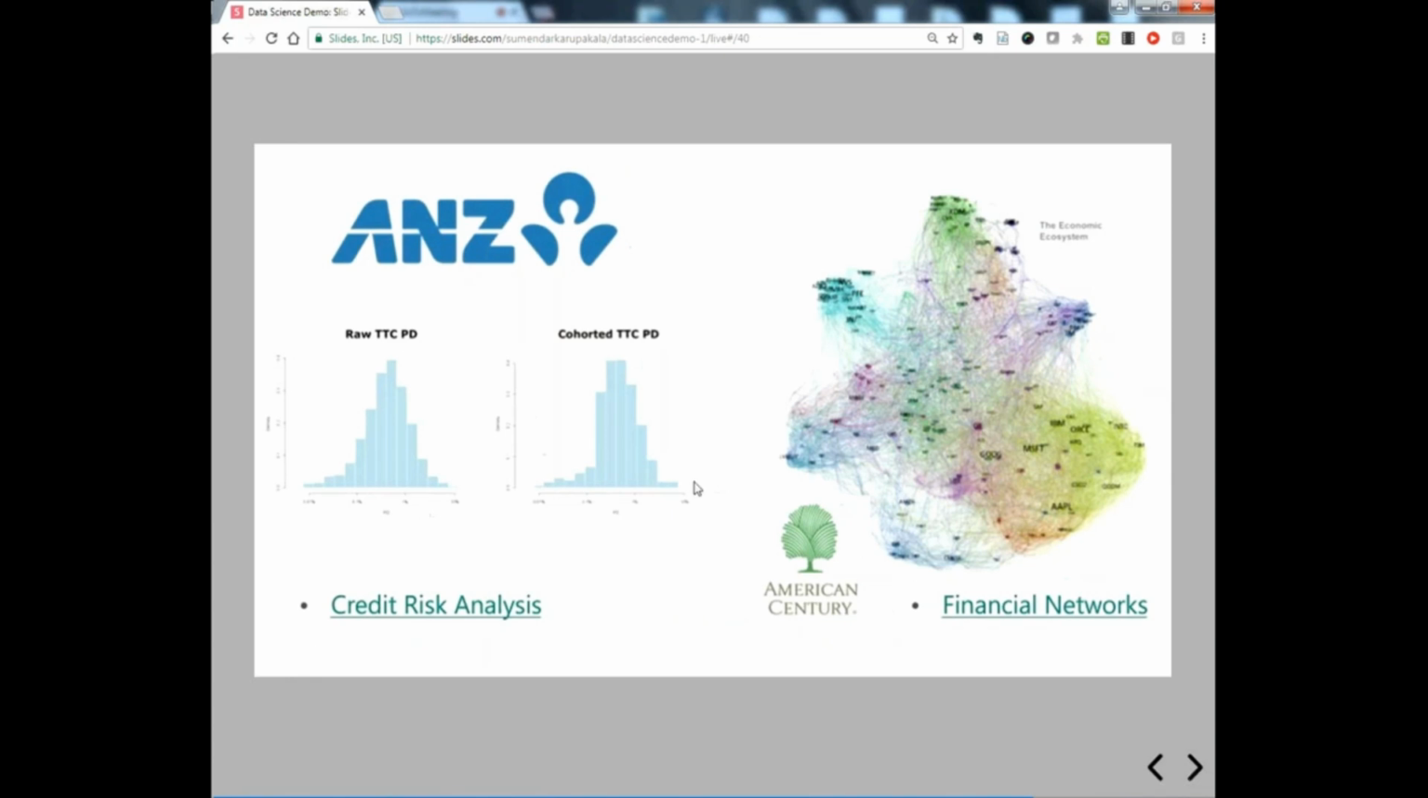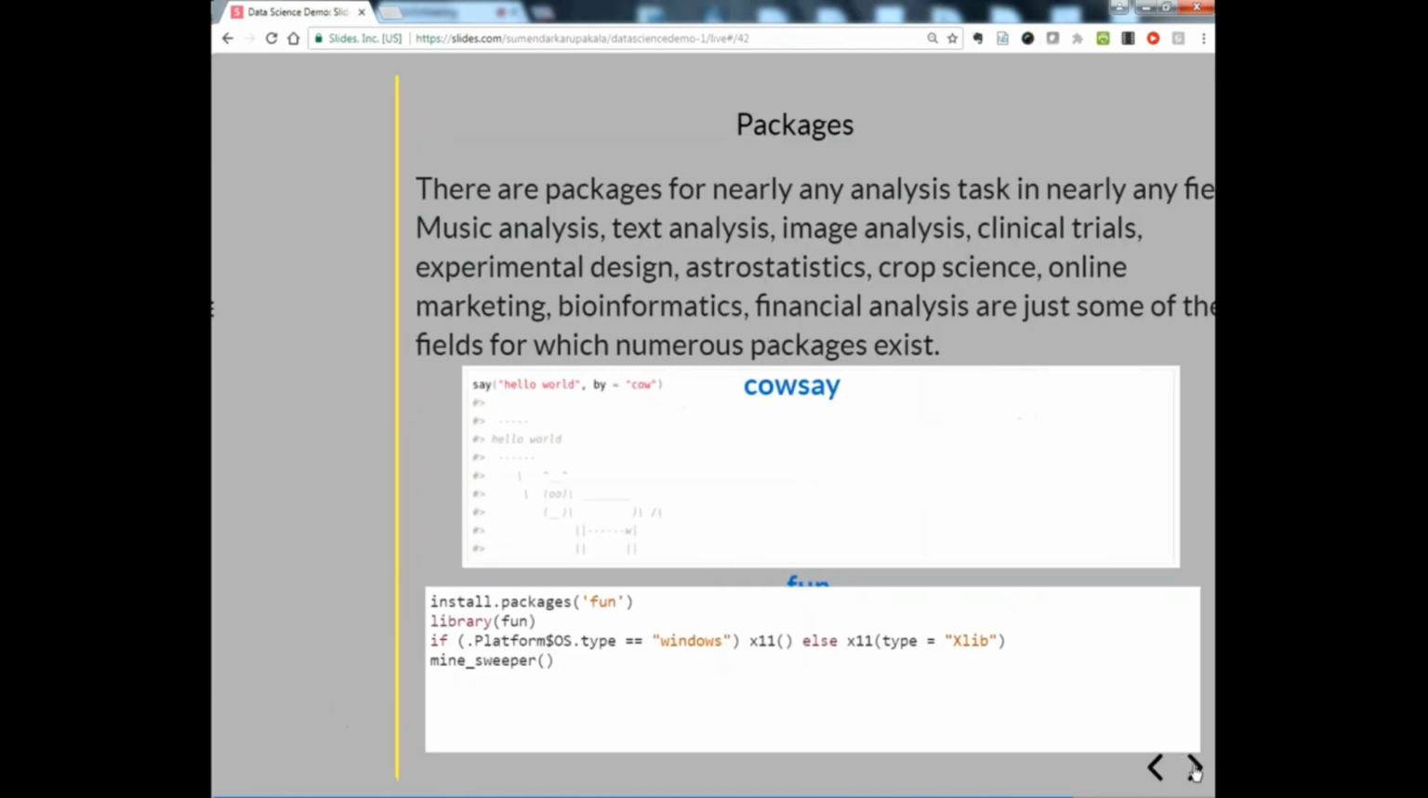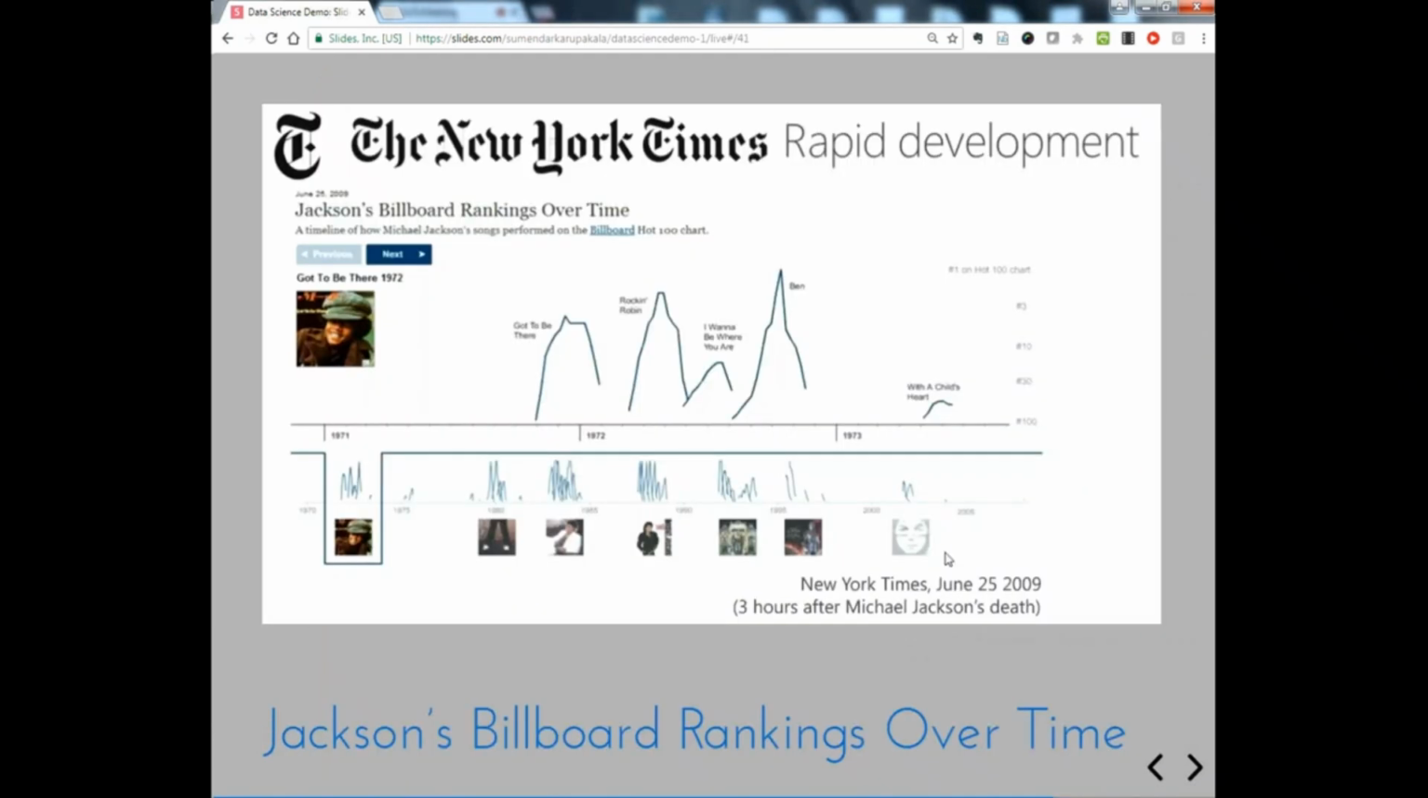ANZ is in the banking sector. So every sector is using R, whether it is the banking sector, social media companies, real estate, or anything else. And the New York Times is also using R for their analysis, data science and analytics.